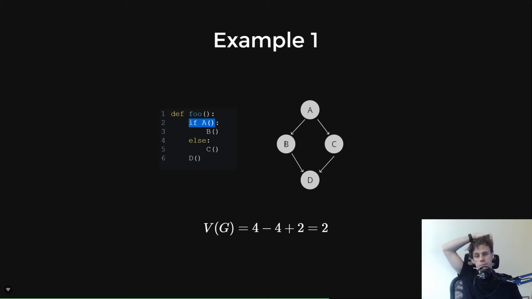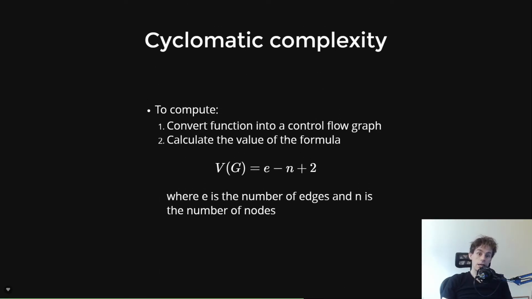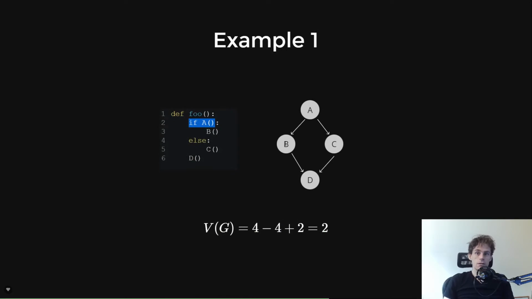So the cyclomatic complexity of this code here, the number of edges minus the number of nodes, is 2. Because the formula is E minus N plus 2. E, number of edges, there's 4 lines here, 1, 2, 3, 4. And N, the number of nodes, 1, 2, 3, 4. That's the number of nodes. And then you give the plus 2. So now we get 2.